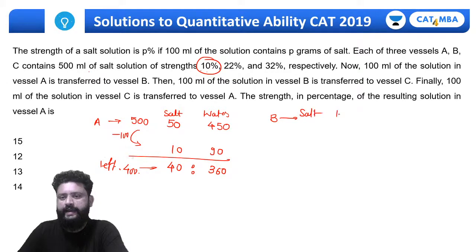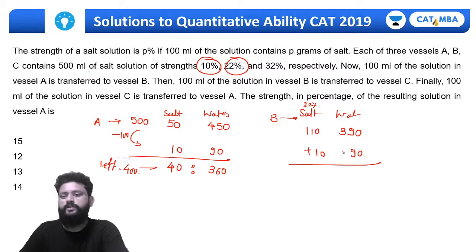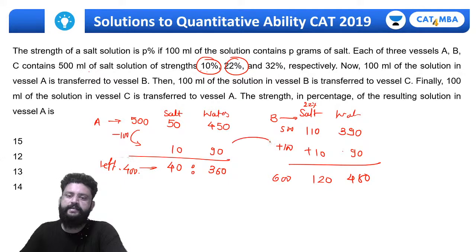सॉल्ट एंड वाटर, बी का कॉन्सेंट्रेशन है 22%. That simply means 100 में 22, तो 500 में होगा 22%. That is 22% of 500 is 110 and 390. ओके, इसमें 10 आ गया और ये 90 आ गया. तो this comes 480 and this will be 120. ये हो गया 600 because हमने यहाँ पे 500 ml था, उसमें 100 ml ऐड किया इधर से.